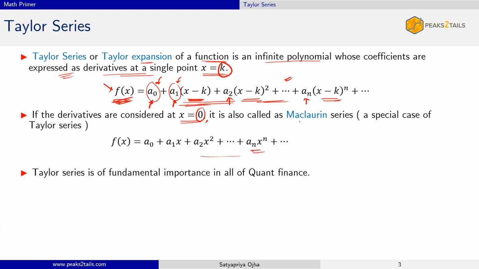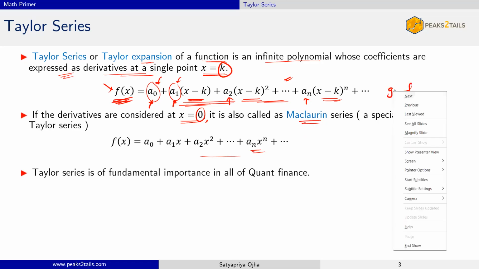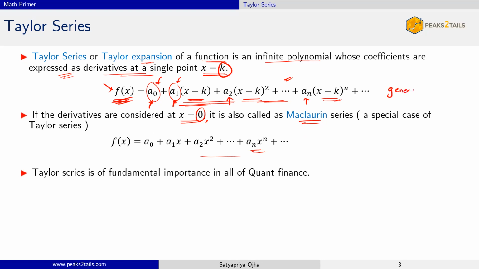This is called the Maclaurin series, which is a special case of Taylor series. Okay, Maclaurin series came after Taylor series. So you see, this is more general, because it involves some parameter k that I can change. And this is specific to k equal to 0. All right, and it is fundamental in all of quant finance that you will see. So Taylor series expansion is something you'll be writing, I think, probably 1,000 times in the entire course.